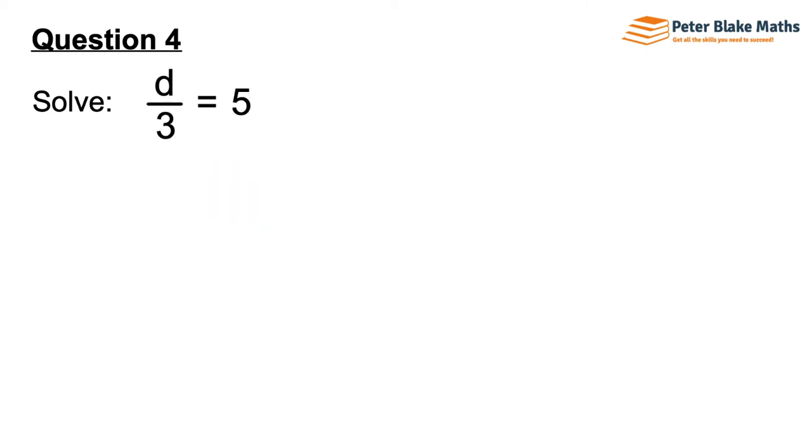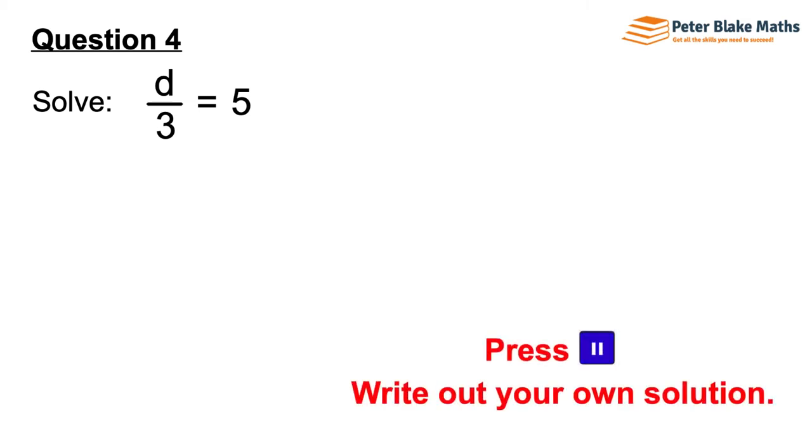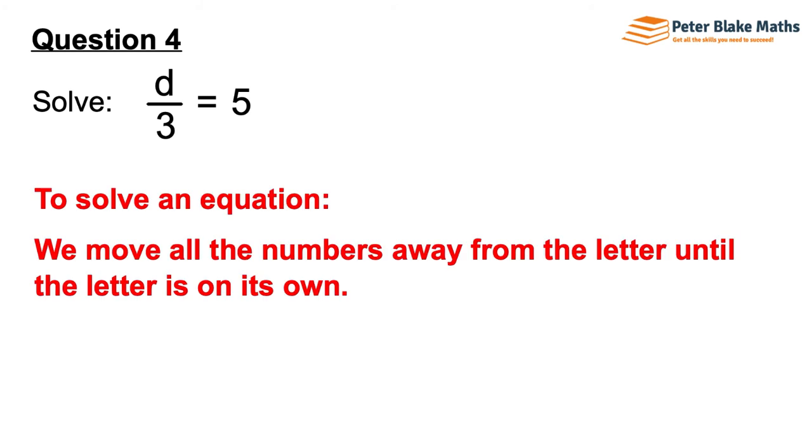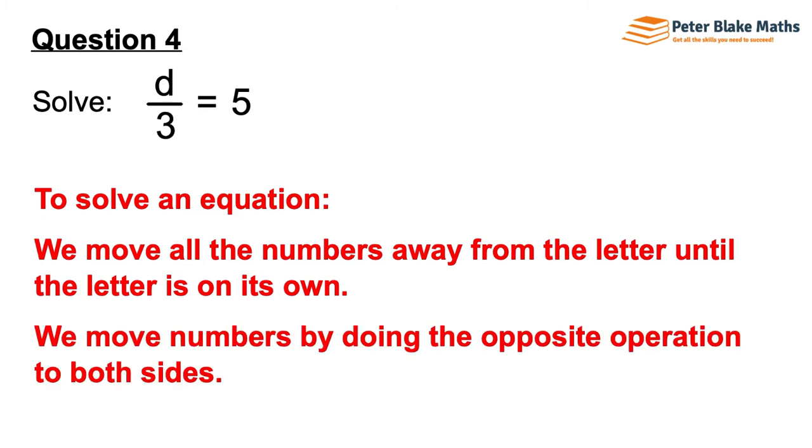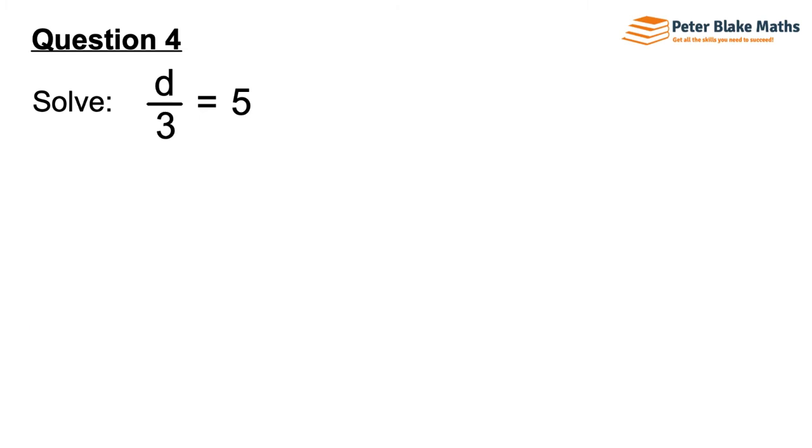Question 4. Solve d over 3 equals 5. Remember, to solve an equation, we move all the numbers away from the letter until the letter's on its own. We move numbers by doing the opposite operation to both sides. Now that 3, being on the bottom or underneath the d, is actually dividing into the d.